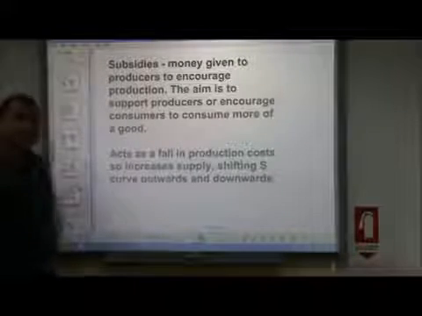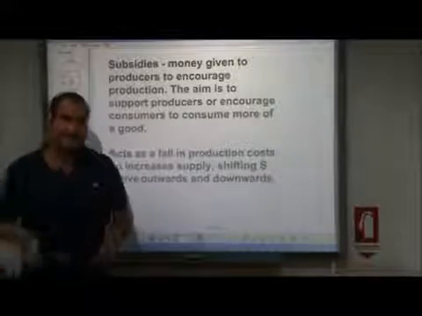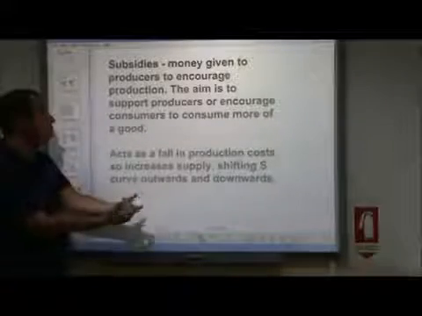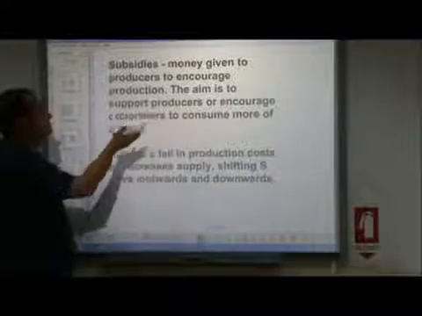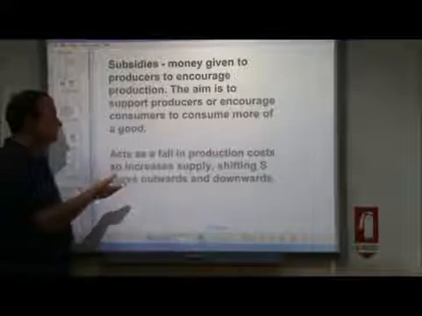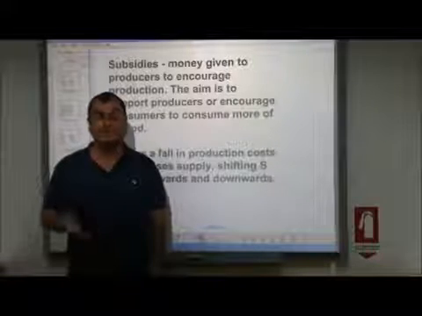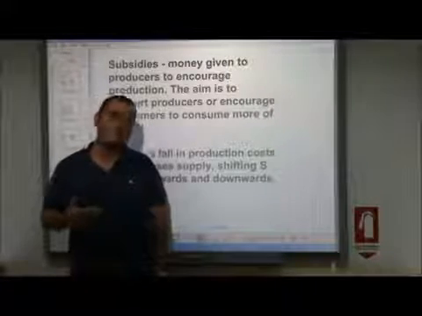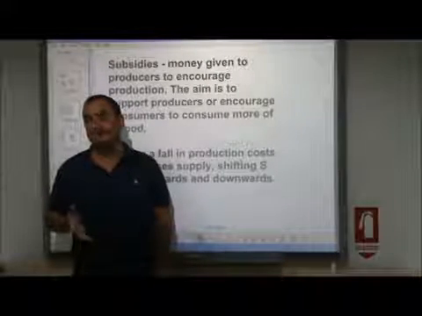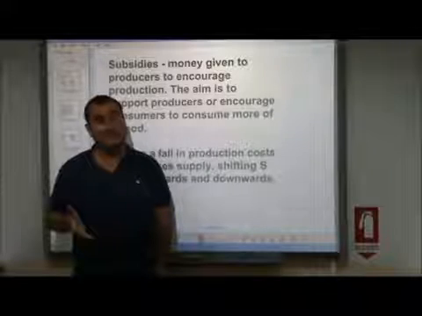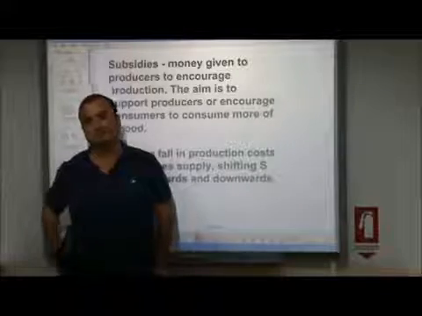Now, let's switch to subsidies. Subsidies, money given to producers, it's the reverse, like a negative tax in a way. Money is given by the government to producers, either to encourage production with the aim of supporting producers, or to encourage consumers to consume more of a good. If you're European and you're aiming for a British university, you might be grumbling about having to pay £9,000 in fees every year, but in fact it's subsidised. And if you were non-European, you'd know that you've got to pay much more than that. So that's with the purpose of encouraging more people to go to university.